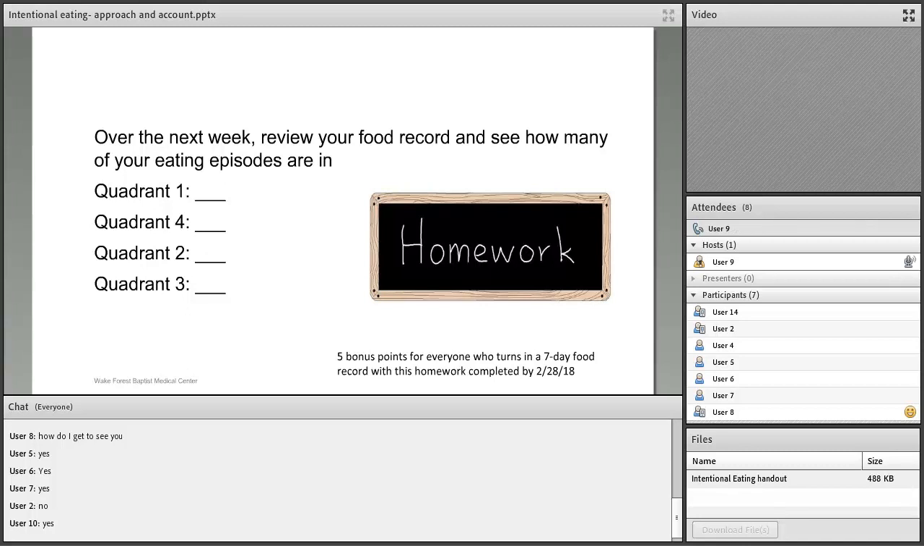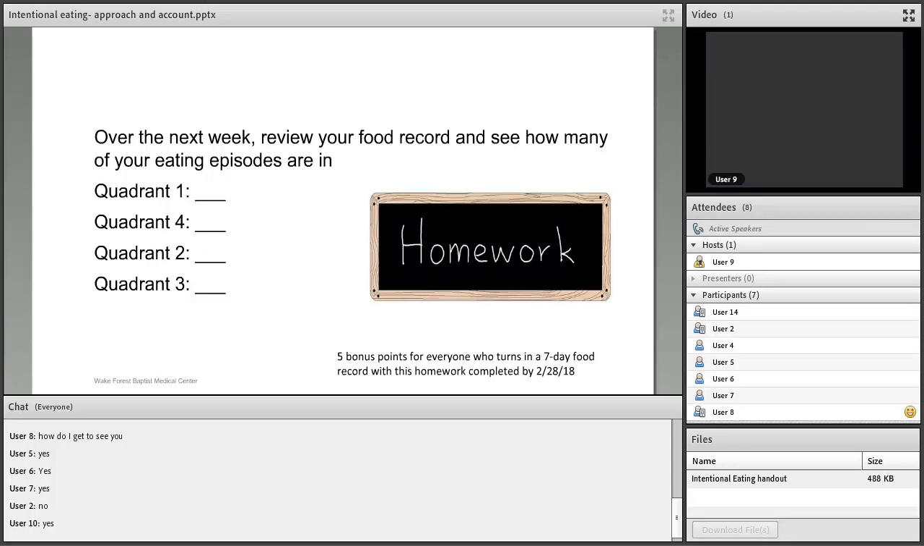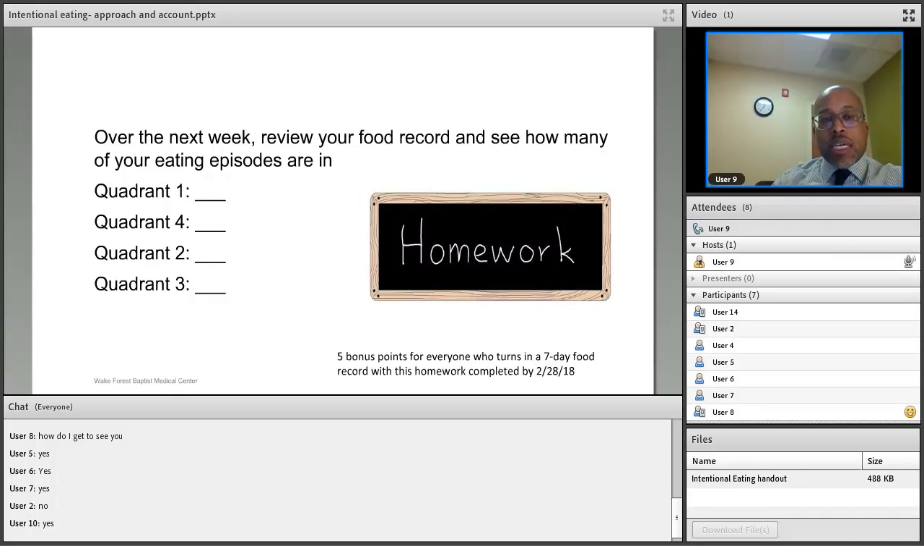And I think when people have done this exercise before, one of the things that they've told me is that when they find that more of their episodes are in quadrant 1, they see more consistent results. And they see that they're better able to achieve the goals that they're interested in achieving. So that'll be your homework. And for those who turn in a food record with this particular slide, and you've rated your 7-day food record in terms of the number of eating episodes that fall into those quadrants, you will get 5 bonus points when you turn that in at the nutrition shop.